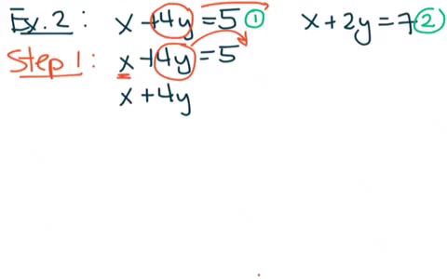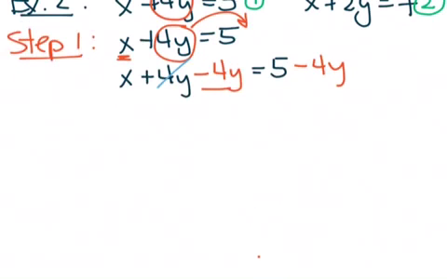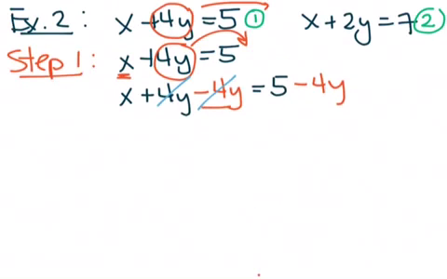How to get rid of plus 4y? Well, we're just going to subtract by 4y. Then we've got equals 5. Whatever I do on the left, I have to do on the right, so minus 4y. On the left-hand side, I can cross these two things out. And on the left, I've got x equals, and then we've got 5 minus 4y.